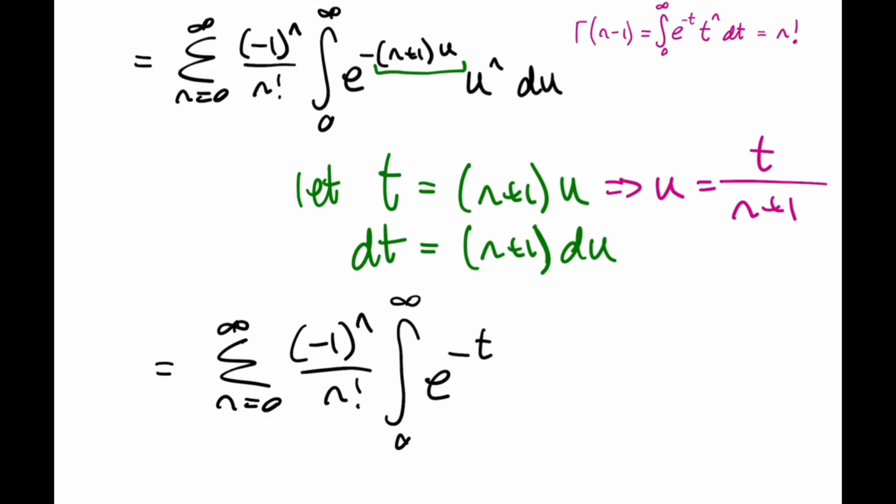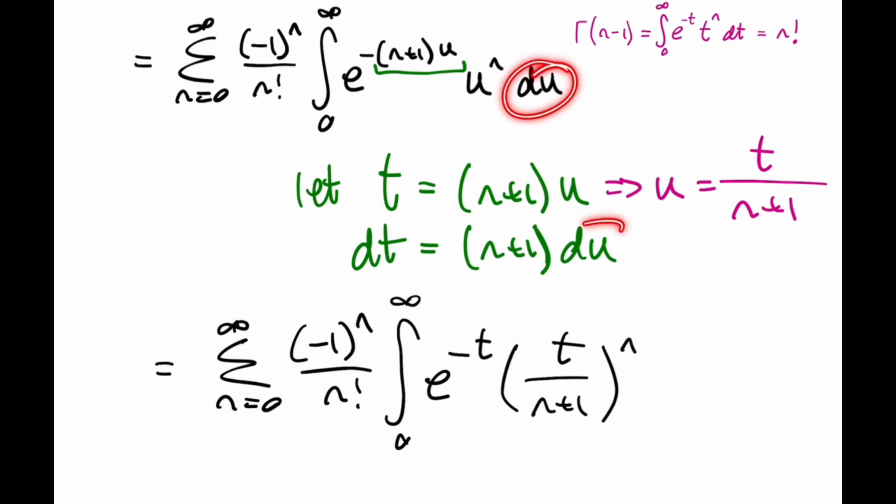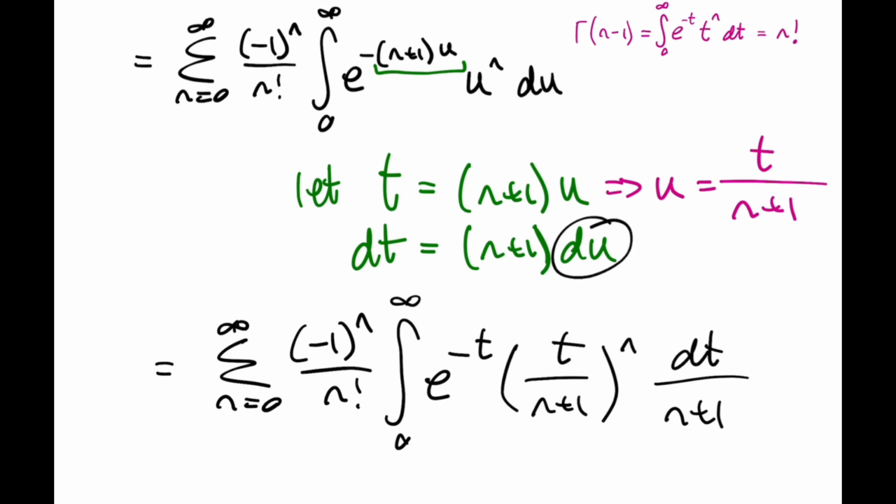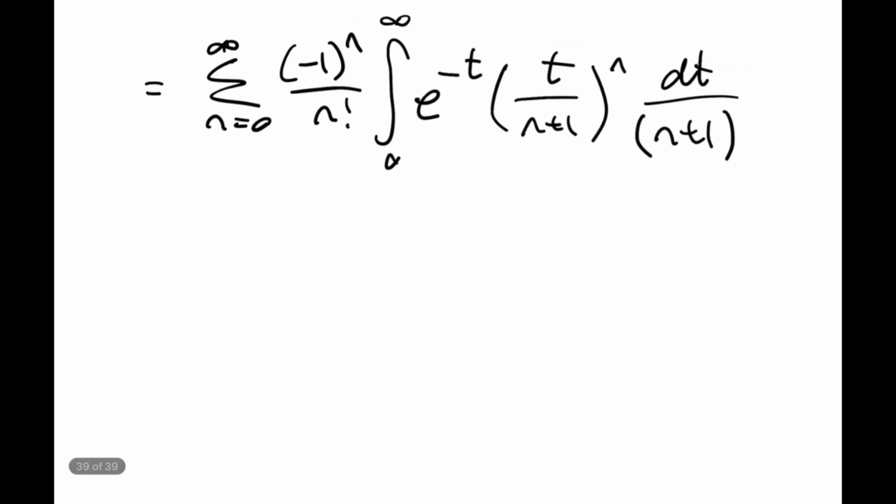So instead of u to the power of n, we're actually going to have t over n plus 1 to the power of n. And then what was du? Well, this is du right here. So that's going to be dt over n plus 1, and that's by rearranging for du right here. Okay, tidying this up a bit, we get the sum from n is 0 up to infinity.